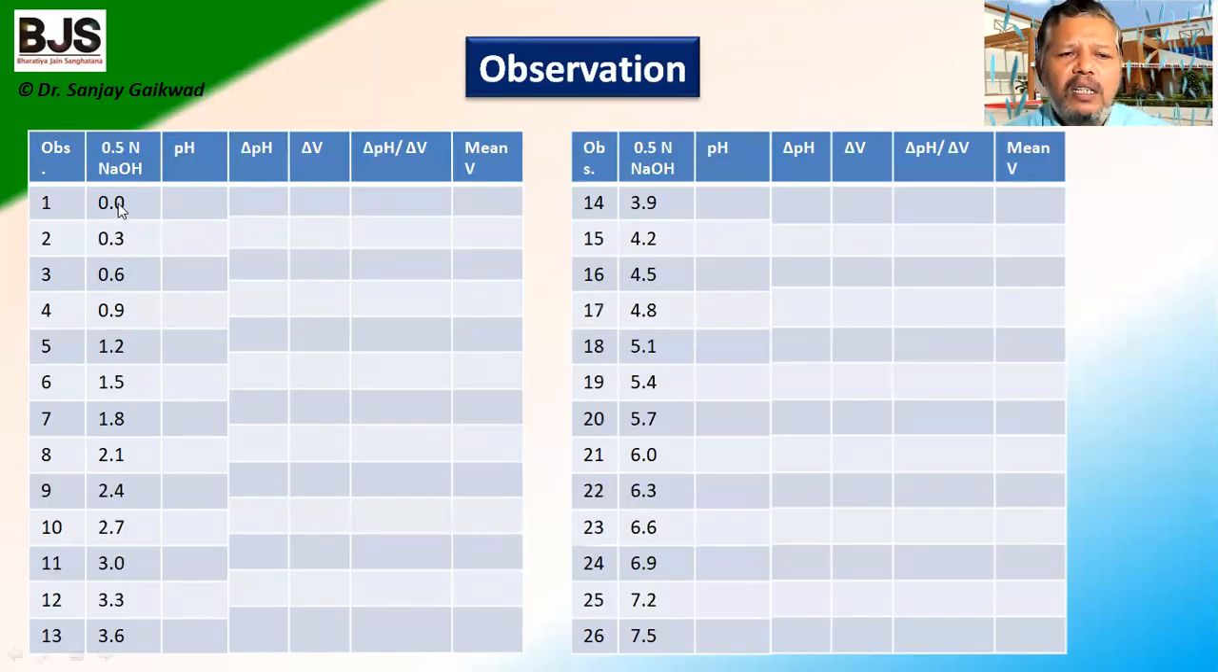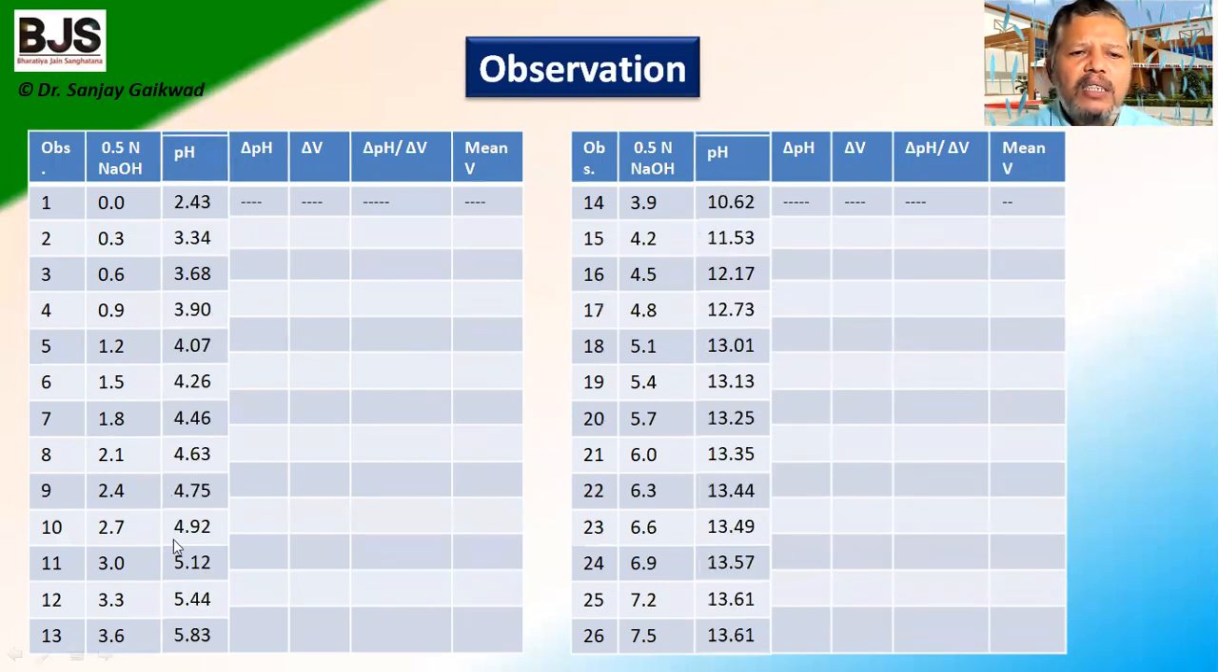Now here, this is the complete observation table for the addition of 0.5 normal NaOH solution from the burette. We continue the addition of 0.3, 0.3, 0.3 ml, and we are measuring the pH of the solution, and it is observed that these are the pH values from the instrument. Then we have to calculate all these values and write them in the observation table.